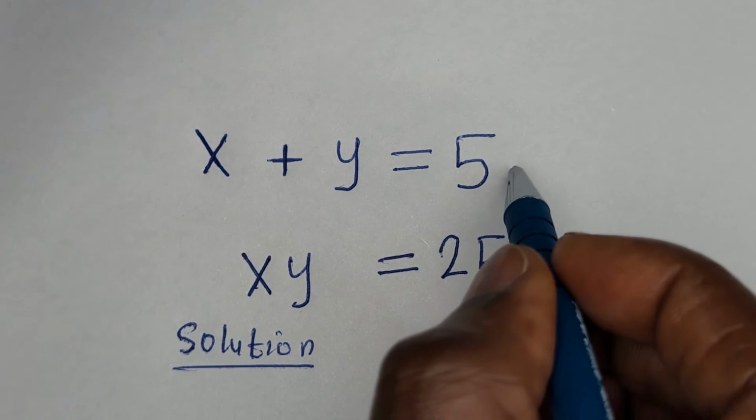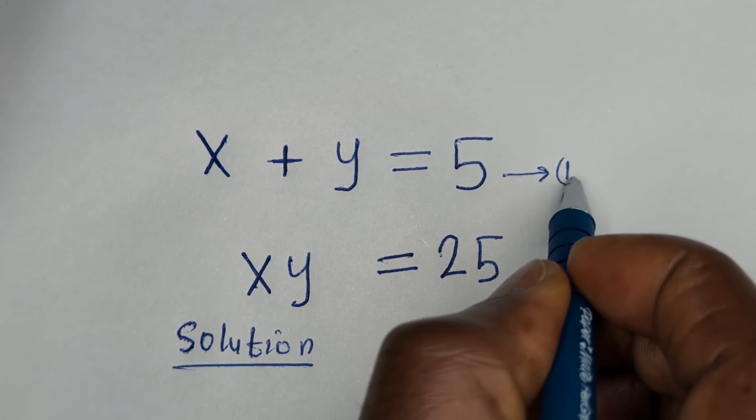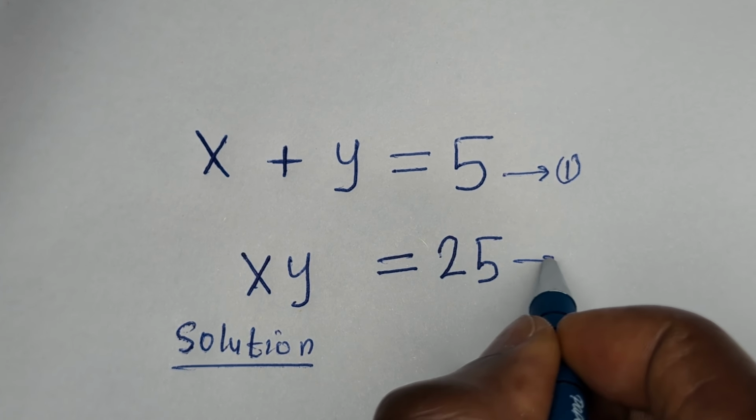x plus y is equal to 5. Let us call this equation 1. xy is equal to 25. Let us call this equation 2.